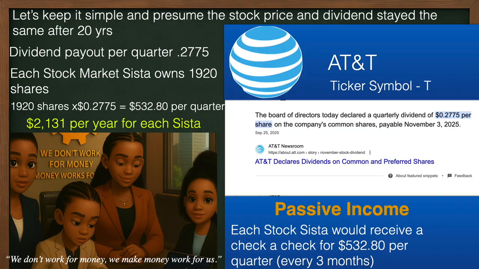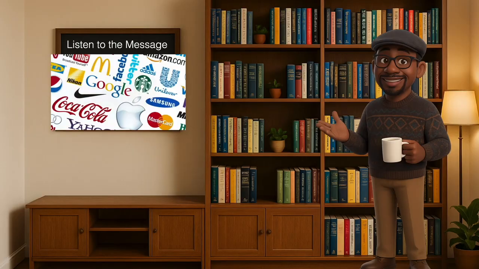That's how money can work for you, instead of you always working for money. That's the power of owning assets. Your money starts working for you, instead of you always working for it.